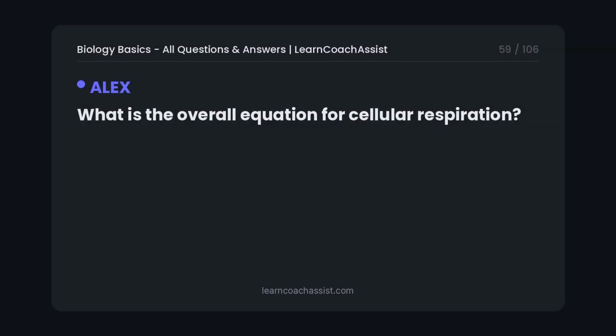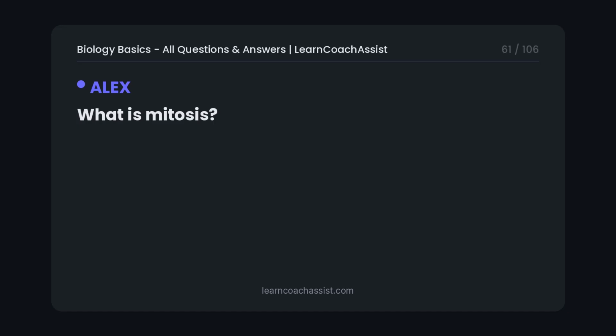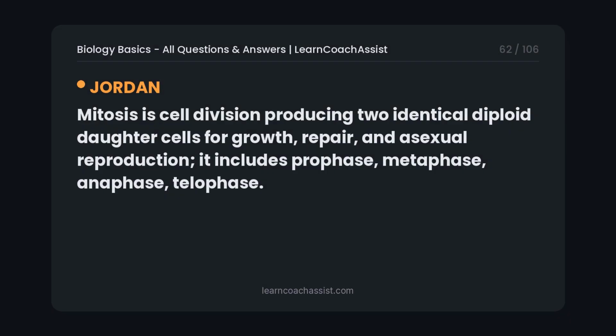What is the overall equation for cellular respiration? C6H12O6 plus 6O2 yields 6CO2 plus 6H2O plus ATP. What is mitosis? Mitosis is cell division producing two identical diploid daughter cells for growth, repair, and asexual reproduction. It includes prophase, metaphase, anaphase, telophase.